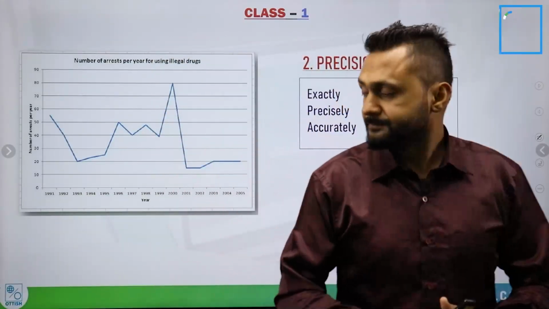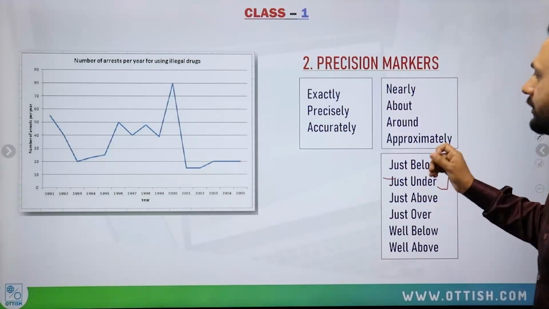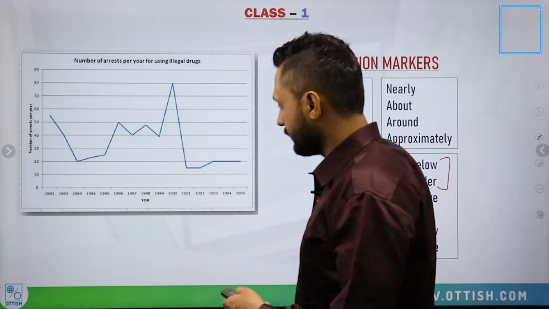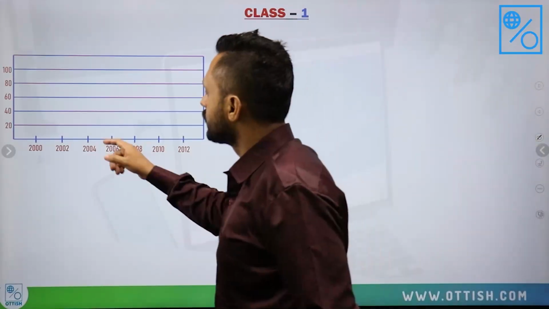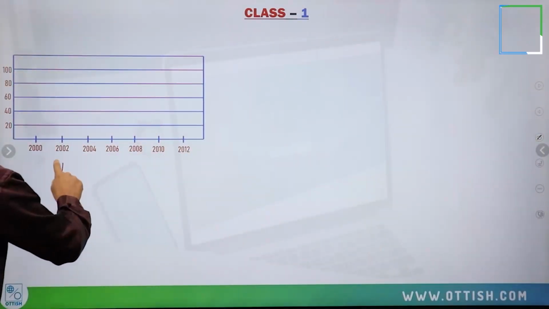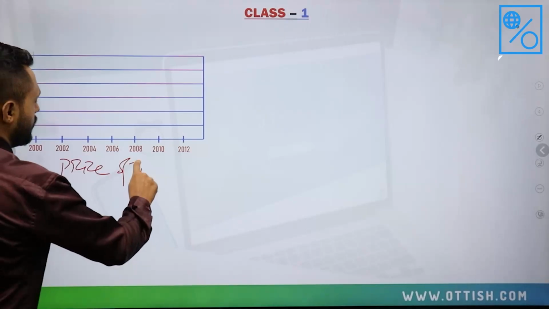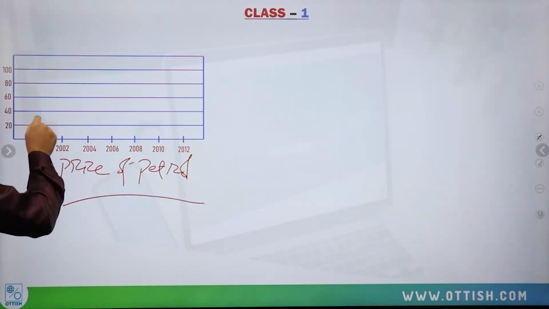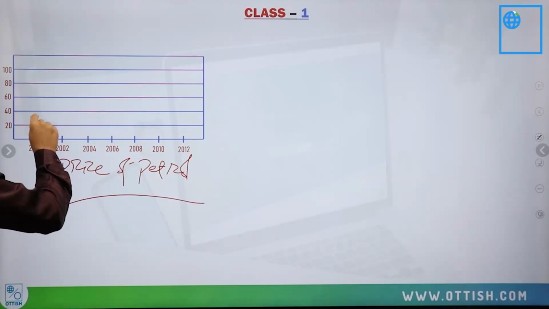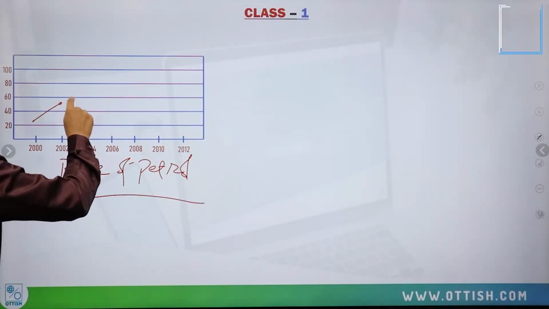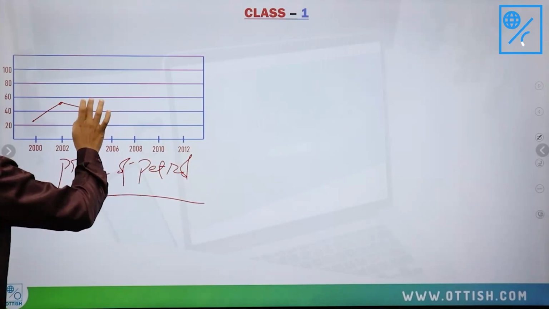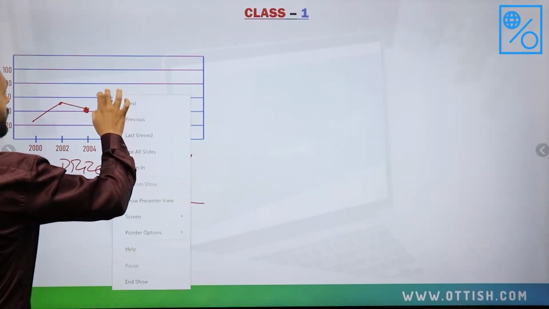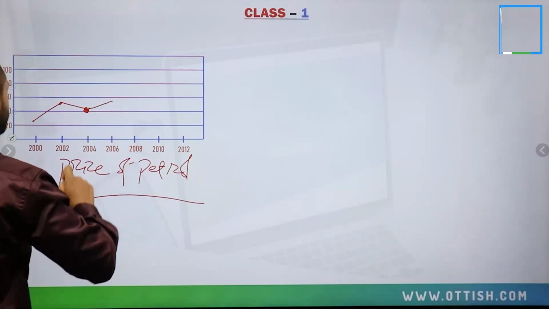We can see that just below and just under. Let's see. Do we have any cases here? No, we do not have any cases for this. Let's go to another one. I will draw a line graph here. Let's say this is the price of petrol, and in 2000 it is, let's see, this is the point.